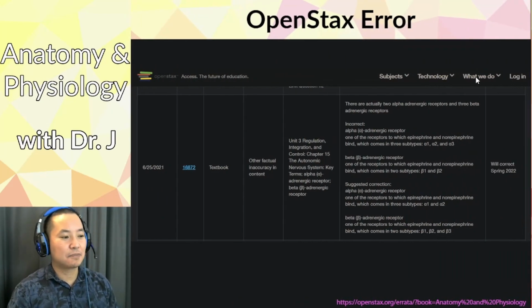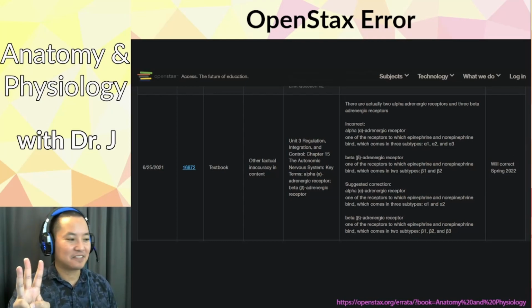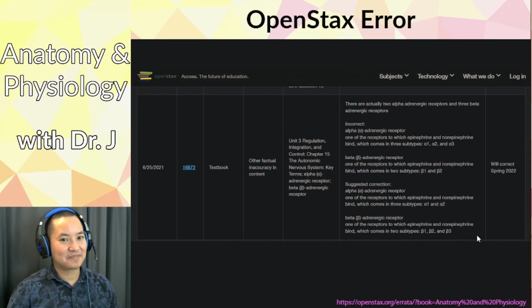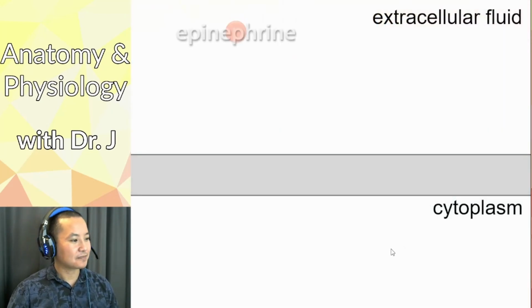And if you're using the OpenStax version, they have an error. This is actually an errata I submitted earlier this year because I'm like, that's wrong. And they acknowledged it's wrong. So the OpenStax does have an error. It says there are three subtypes of alpha. That's wrong. There are supposed to be three subtypes of beta, two subtypes of alpha. They haven't corrected it yet, but just FYI if you're using OpenStax.